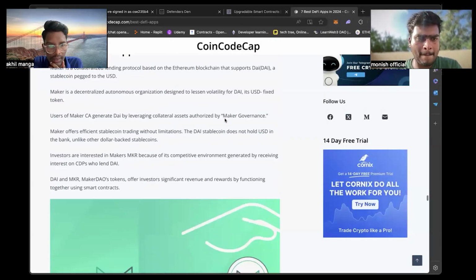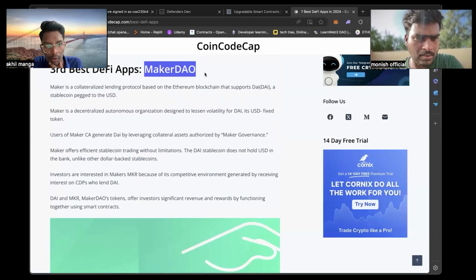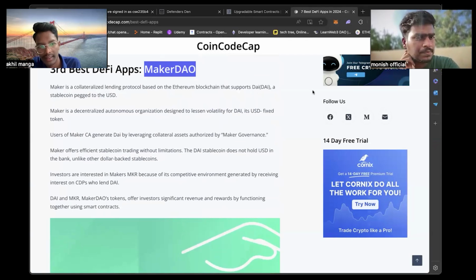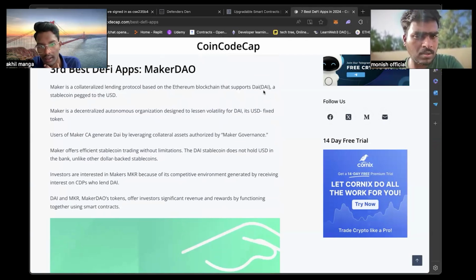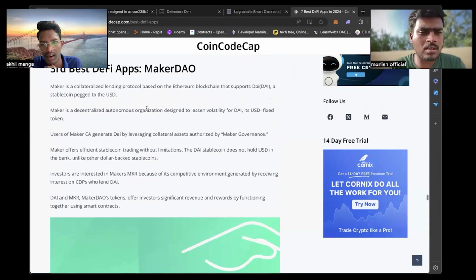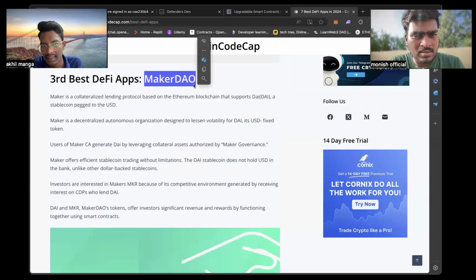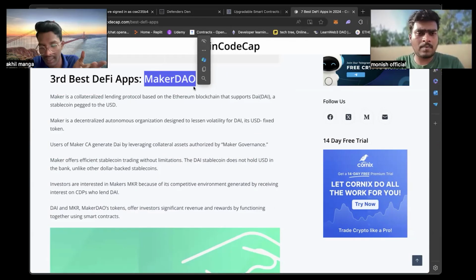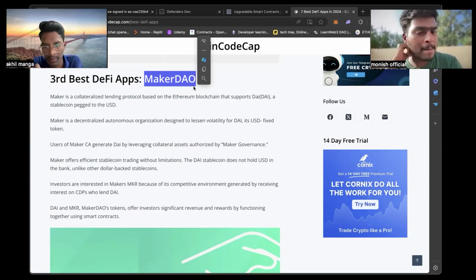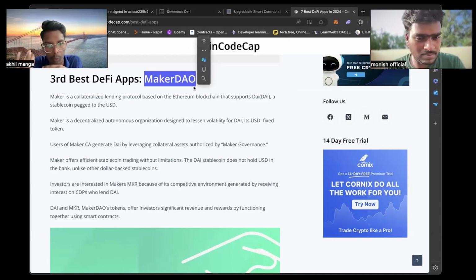We have another product called MakerDAO. Maker is a collateralized lending protocol that supports DAI, a stablecoin pegged to US dollars. You can read here. Within this product they have a stablecoin called DAI, and Maker is a collateralized lending protocol. We can take out money. DAO is also a technical term in Web3. DAO is nothing but decentralized autonomous organization. The total community will be governing the protocol.